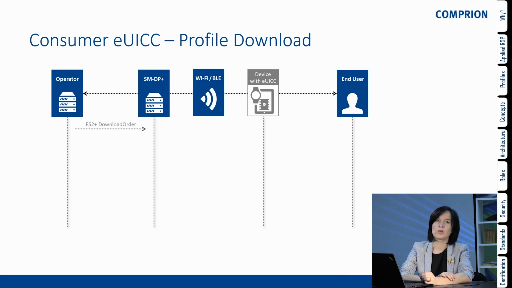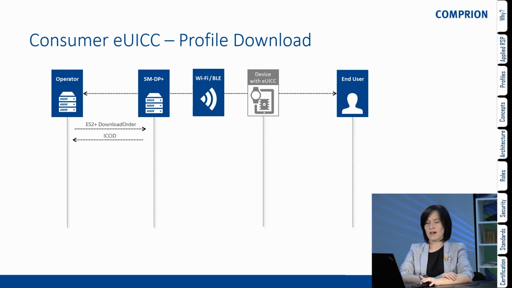Again, similar to the M2M world, we have the download order from the operator. First of all, the end user contacts the operator, but this is out of scope of the profile download procedure. Then the download order is sent from the operator to the SM-DP+. The ICCID, the profile ID, as you remember, is delivered to the operator. So the end user receives the activation code, or asks for the activation code.